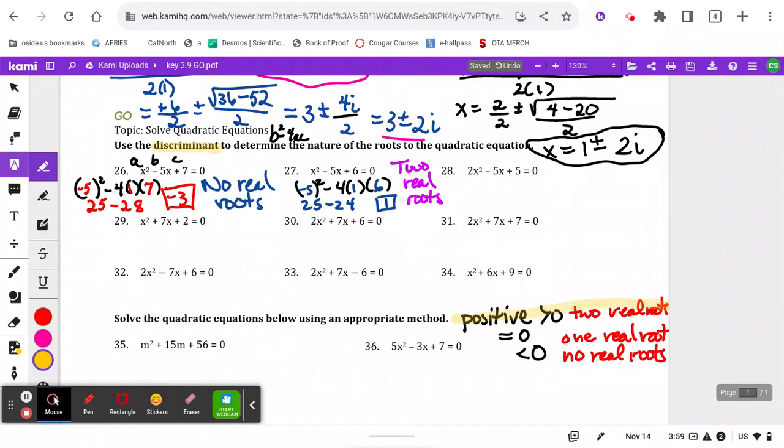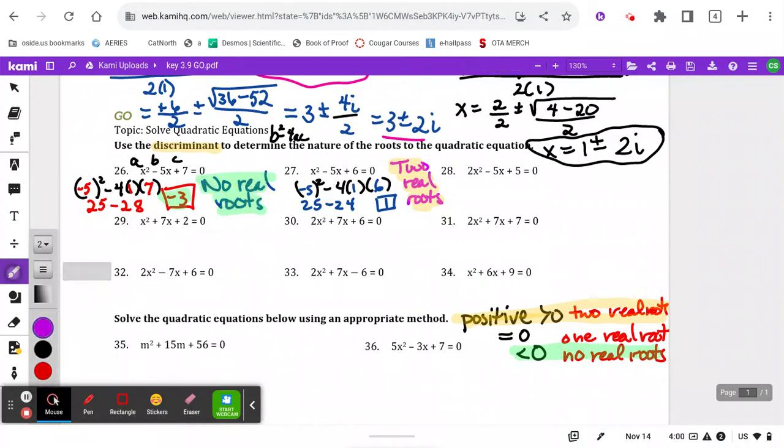A positive discriminant means 2 real roots. A negative discriminant means no real roots. And a 0 discriminant means 1, if we happen to get that coming up.